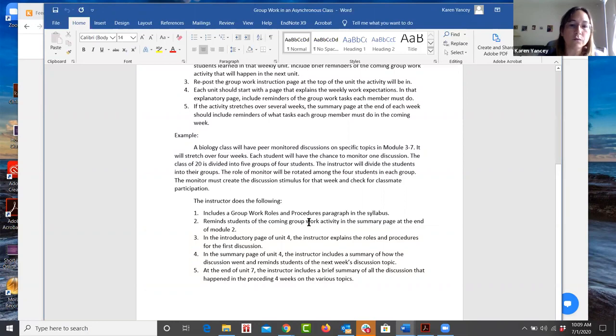The instructor includes a group work roles and procedures paragraph in their syllabus or underneath their syllabus in the first module. Then they remind the students of the coming work activity in module 2, which is the module before that activity begins. They're prepping them and saying, next week we're going to do this, so remember. And then in the introductory page of Unit 4, you'll have all the information. The instructor explains the roles and the procedures.